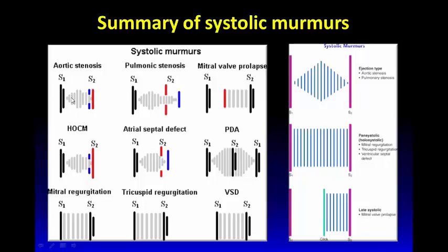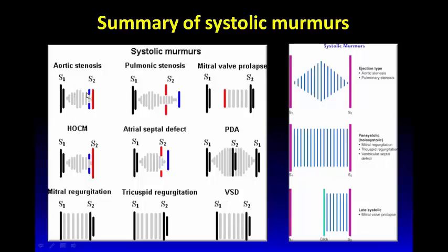So this is the ejection systolic murmur, the mid-systolic murmur of aortic stenosis, the ejection systolic murmur of pulmonary stenosis, the mid to late systolic murmur of mitral valve prolapse, the holosystolic murmur of mitral regurgitation, the pansystolic murmur of tricuspid regurgitation, and again in cases of ventricular septal defect, the murmur is pansystolic or holosystolic.